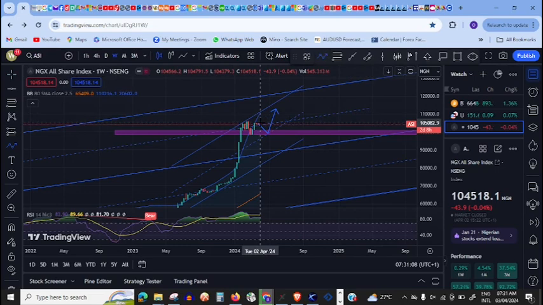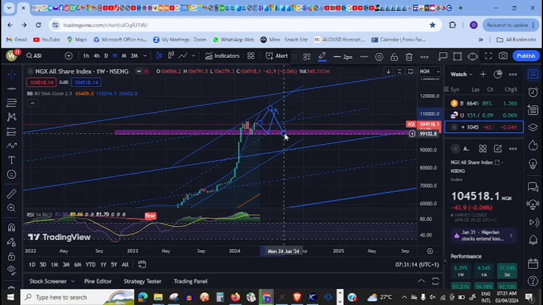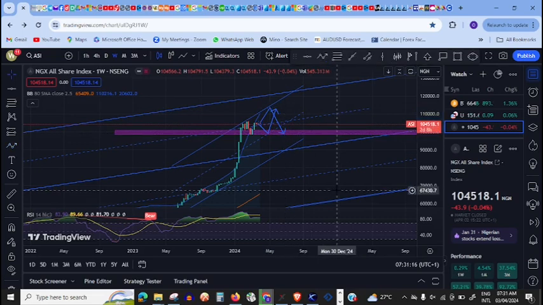So if perchance it went like this, then it will still come into this place. So that is the two possibilities I'm looking at for the whole share index.